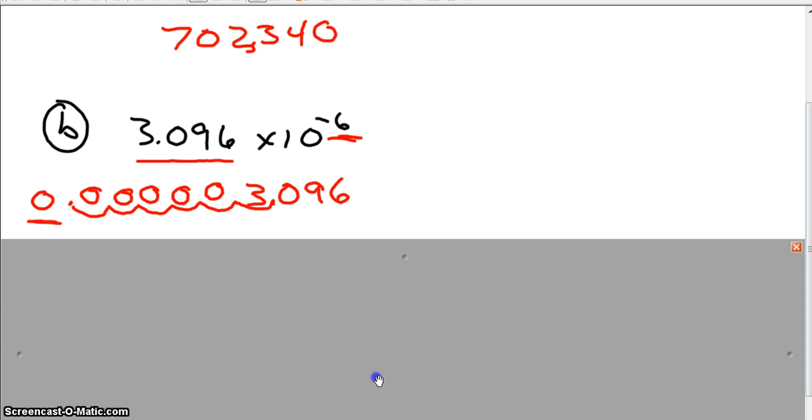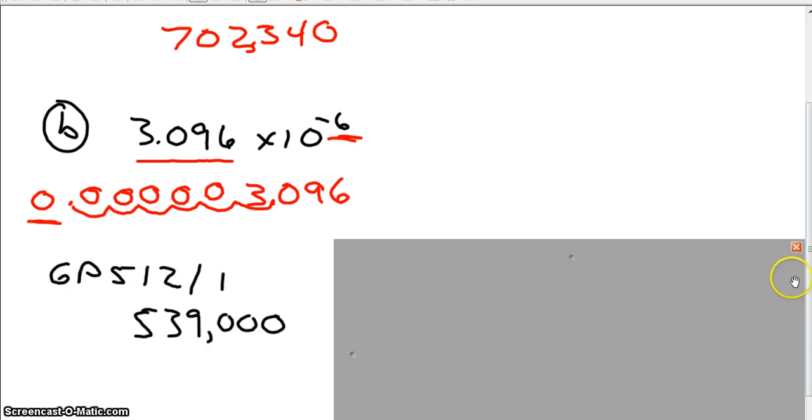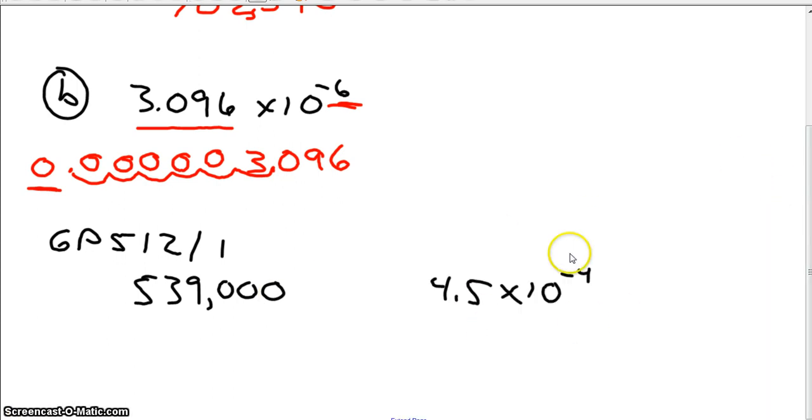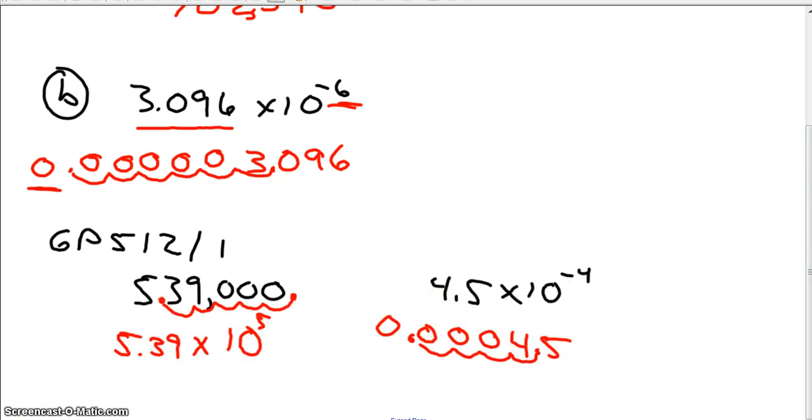So we have a couple to practice. Let's try again putting this into scientific notation. And this one, putting it into standard form. Okay, so don't forget to pause the video and try these and come back and check your work, right?